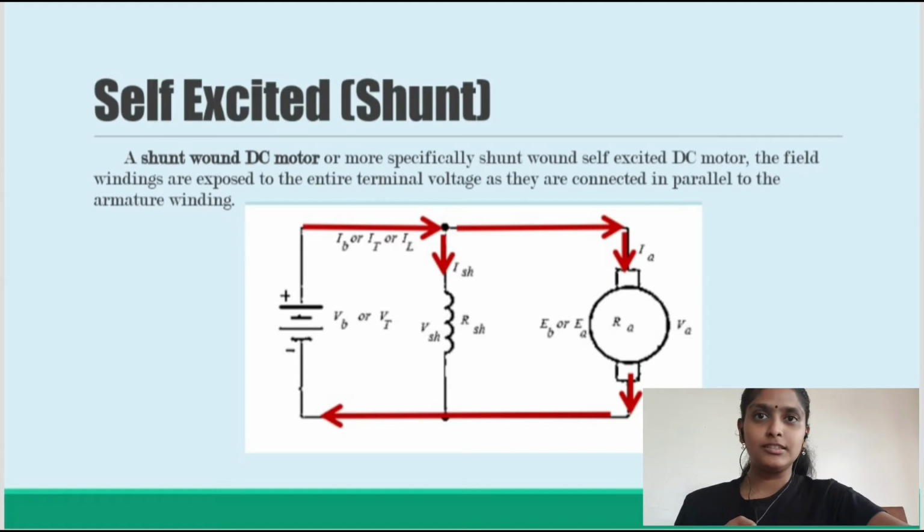So here is the circuit of the shunt DC motor. This circuit is arranged as a parallel circuit. In this circuit, VT is equal to V shunt, which is equal to VA plus EB.